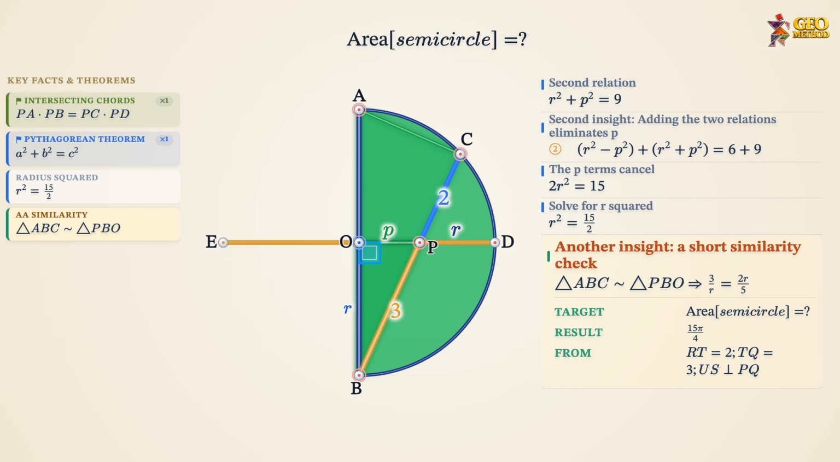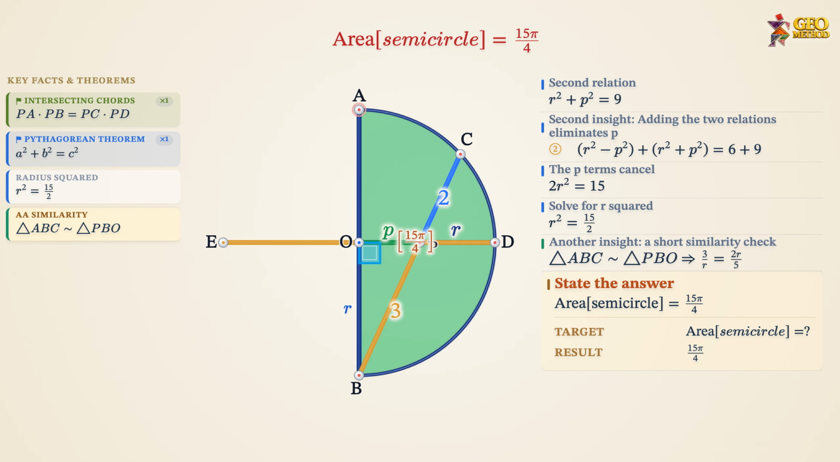There is also a shorter confirmation. Triangles ABC and PBO are similar because both are right triangles and they share angle B. Corresponding sides give 3 over r equals 2r over 5, so r squared is 15 over 2. Therefore, the semicircle area is 15 pi over 4.